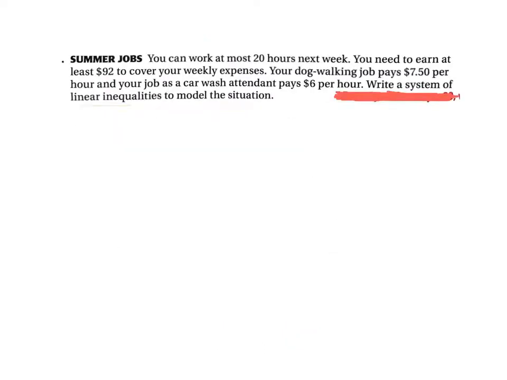I want to show you one of these, an inequality with a system without money. Remember what we talked about? Whenever you have a system involving money, you do one equation with the money, one without. So this first one says you work at most 20 hours a week. So I'm going to go x plus y. At most means less than or equal to 20. Make sure you know that tomorrow. At most means less than or equal to.